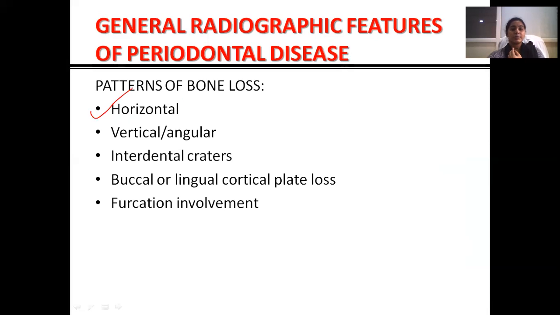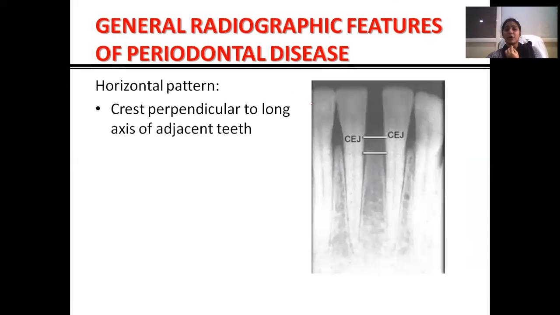So this bone loss might be seen in a horizontal manner, vertical manner, or there might be crater-like defects which we will be seeing later, or there will be buccal or lingual cortical plate loss. So simply, there might be loss in the buccal plate, there might be loss in the lingual plate, or there might be loss in the interproximal area which might be horizontal or vertical, or there might be specific bone loss in the furcation regions. So here we come to the horizontal pattern.